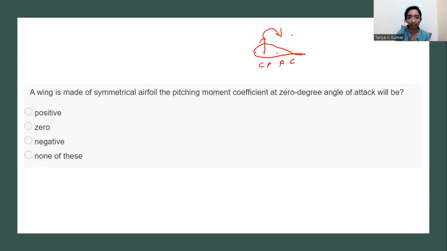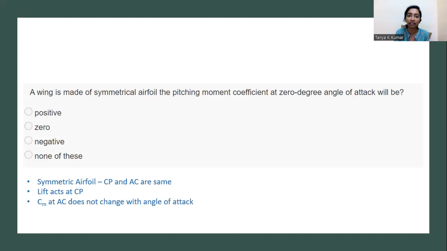Now, if it's a symmetrical airfoil, it so happens that the center of pressure and aerodynamic center are the same and they do not change with angle of attack. I believe this is one of the questions of your assignment, so I'm not going to give the answer directly, but from this discussion, I think you should be able to answer this. For the symmetrical airfoil, the center of pressure and aerodynamic center are the same.